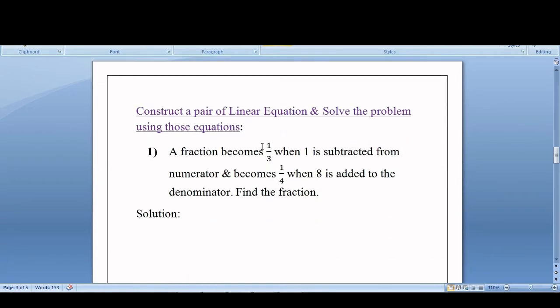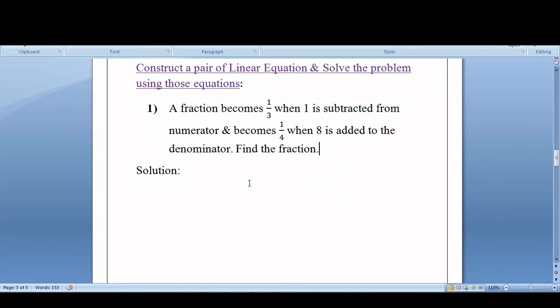Here we have to construct a linear equation by going through the problem, and then we have to solve the problem by using the equation. Now you have already done this in your previous classes, that is class 9 or 8 standard. But there you have to only find the value of one variable, that is x. Here you have to form a pair of linear equations by going through the problem and then solve for the values. So let's solve the first problem.